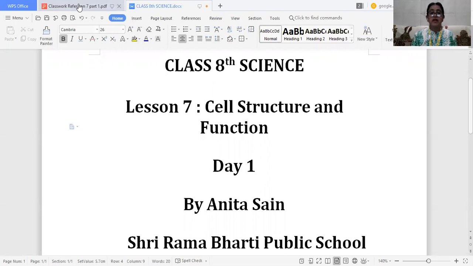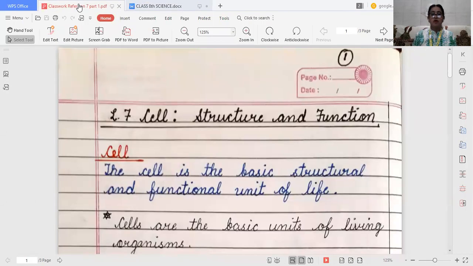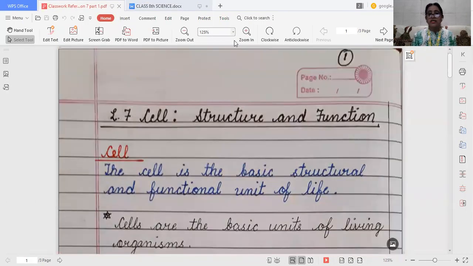Today I will explain few topics from the chapter Cell, Structure and Function. So let's start. First of all, we have to learn what is a cell.